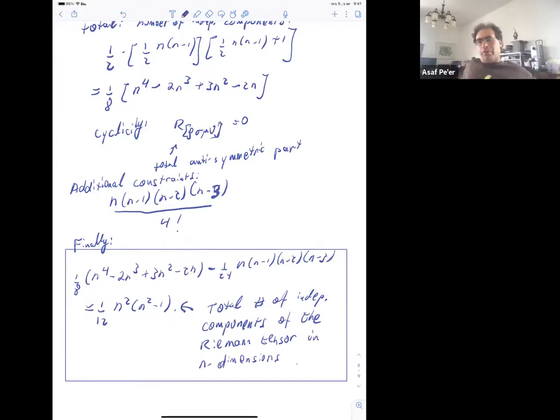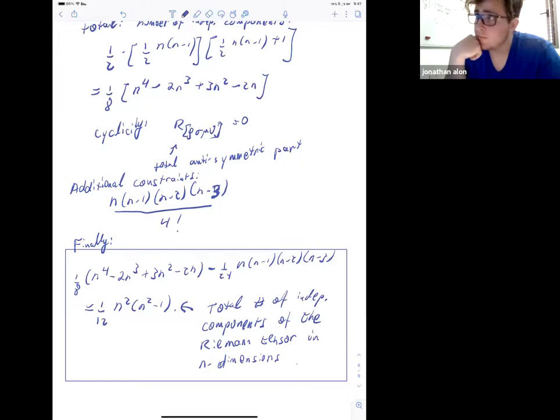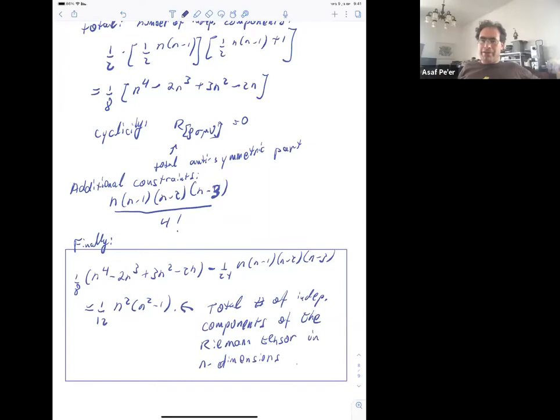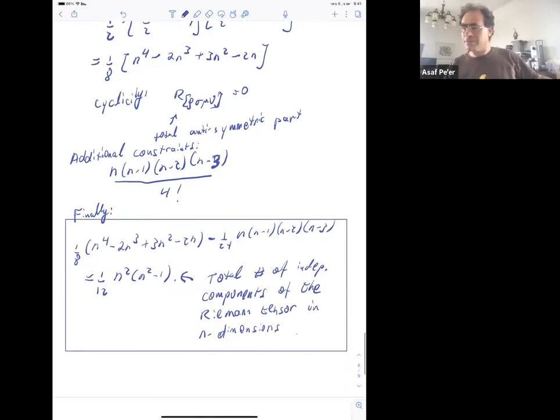So how many independent components in 4 dimensions does the Riemann tensor really have? 20, right? It's a good number, but that's less than 256. How many in 2 dimensions, by the way? 1. Cool, isn't it?